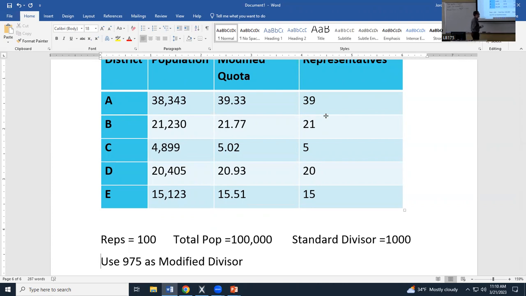So if we use that 975 as our divisor, then the lower quota gives me exactly the number of representatives I want. Okay. And that's Jefferson's method in the shortest way possible. That work? All right. So that's Jefferson's method as the method for apportionment.